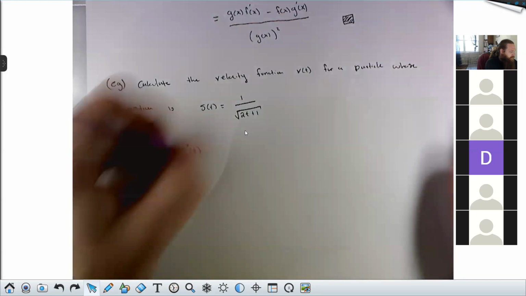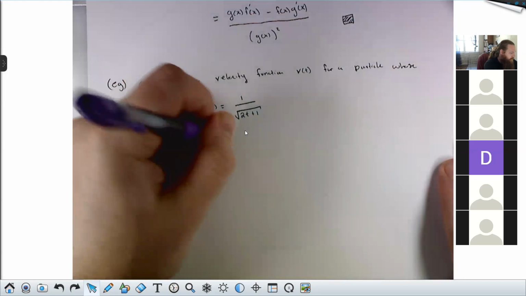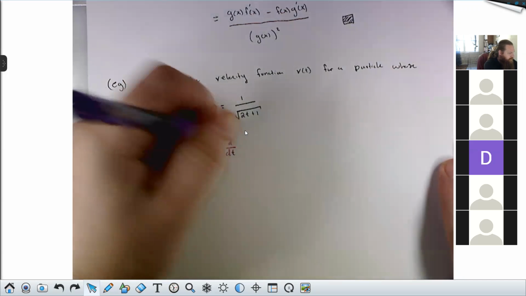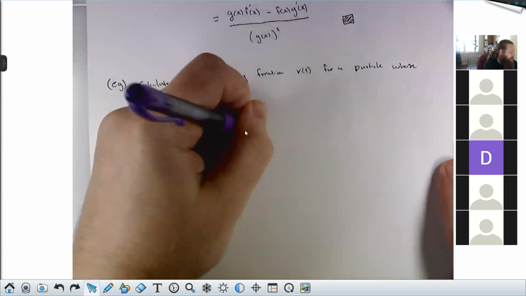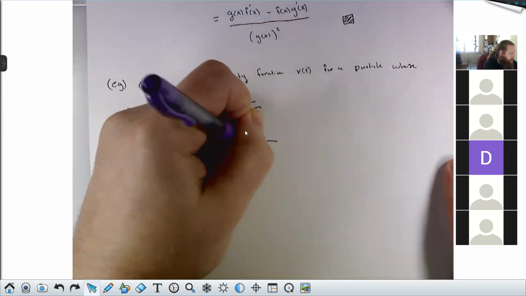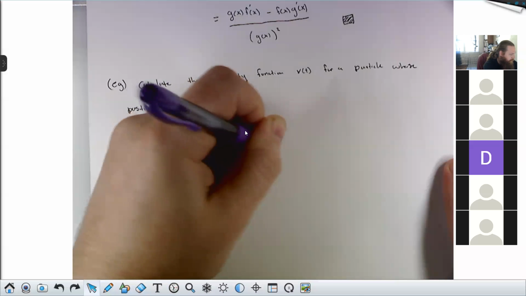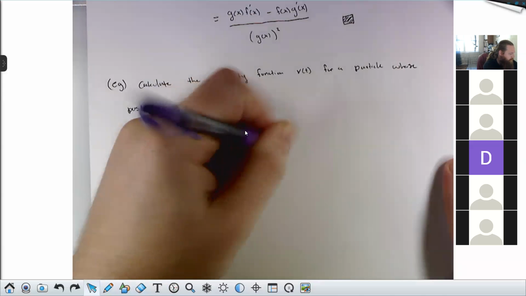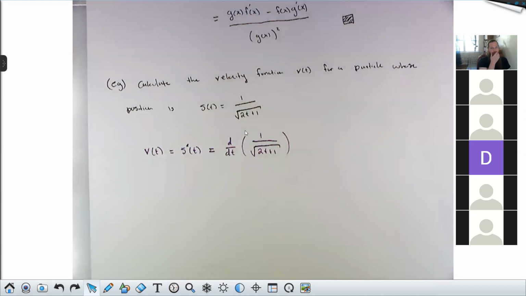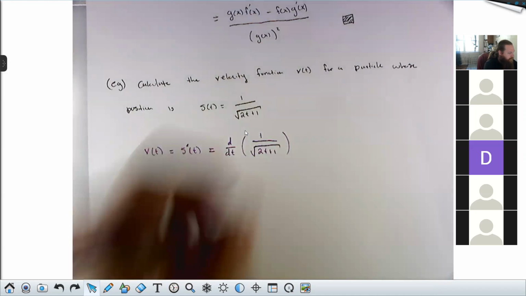So that means I need to take the derivative of 1 over the square root of 2t plus 1, like this. Minus 1 over half.